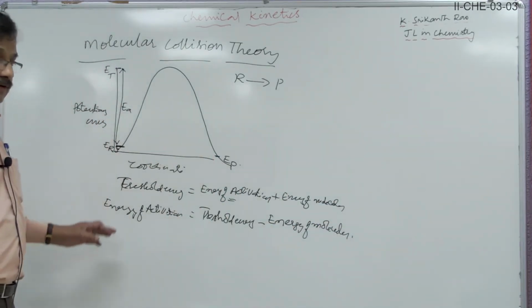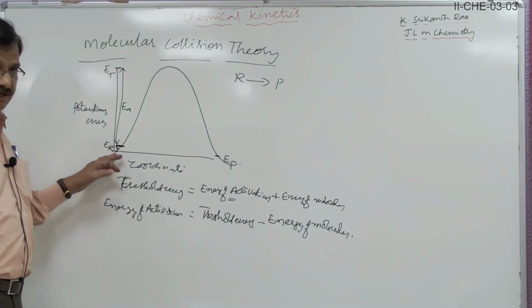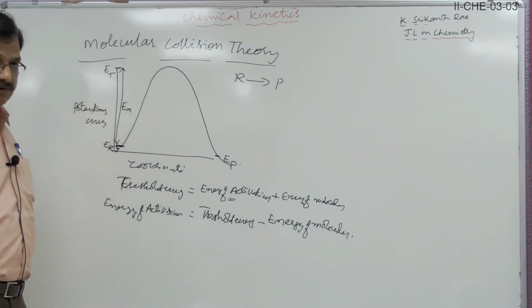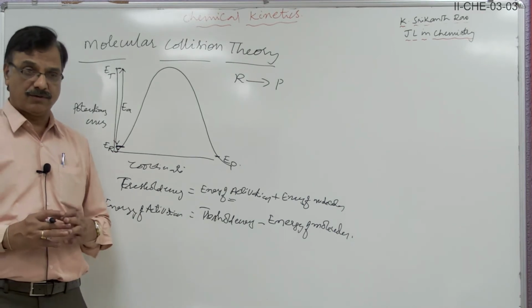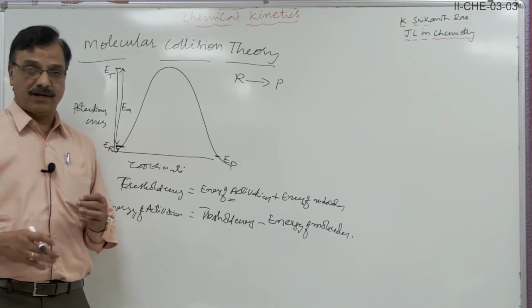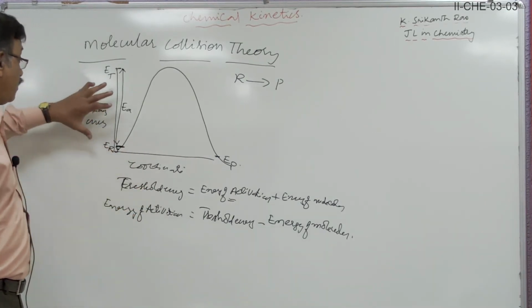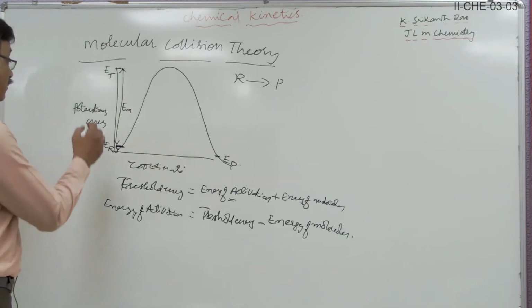Here is one example we can take. Suppose the total energy is 100. If the reactant molecules want to change into product, let us say 100 kilocalories of energy is required. Total energy is 100 kilocalories.